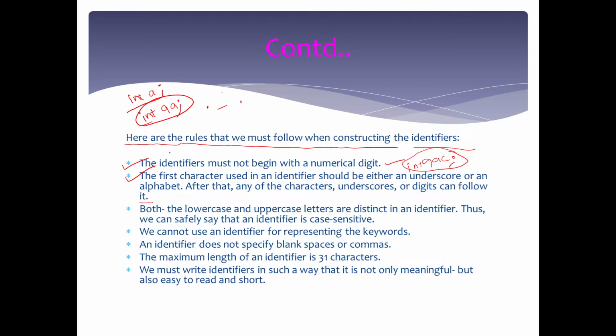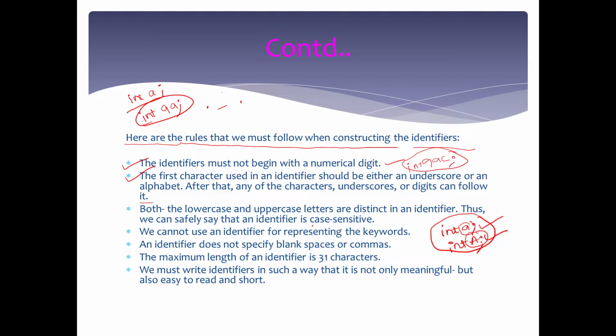So both the lowercase and uppercase letters are distinct in an identifier. See here, if I declare the variable like this, and so see here, I have declared two variables. Okay, so you might have a doubt that small a and capital A are similar, right? But why is the compiler showing an error? So here I am trying to explain that.